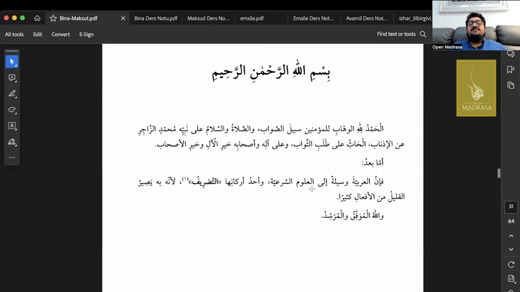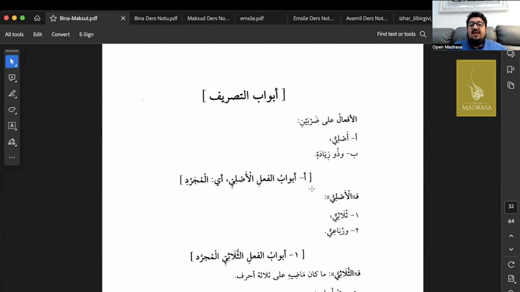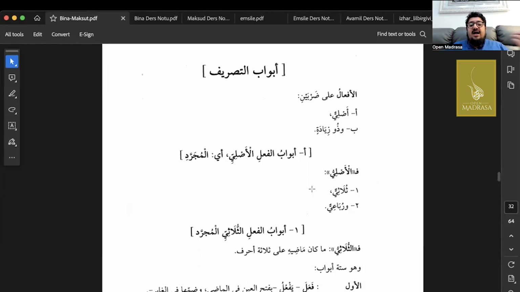In the maqsood, this is where it begins with al-af'alu ala darbayn. Verbs are of two types, asliyun wa dhu ziyada. Same thing, mujarrad and al-mazid fihi. But the words being used are not al-mujarrad but asli, and not al-mazid fihi but dhu ziyada. So it's a similar sort of structure that's taking place. Abwab al-fi'li al-asli ay al-mujarrad. So this is being explained.